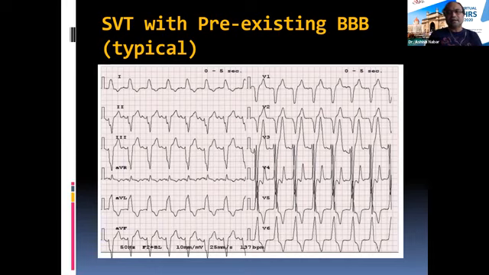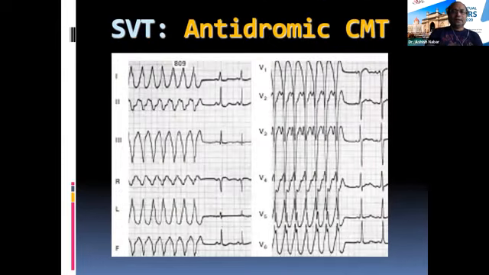If it is the same bundle branch block pattern, then it is very likely that it's SVT. But for example, if somebody has in sinus rhythm an LBBB type of pattern, and during the wide QRS tachycardia it's a right bundle branch block type of pattern, then it's definitely a VT. So same bundle branch block pattern, you can consider SVT, but if it's a different bundle branch block pattern, it's bound to be a VT. This is one example why your wide QRS tachycardia can be an SVT.